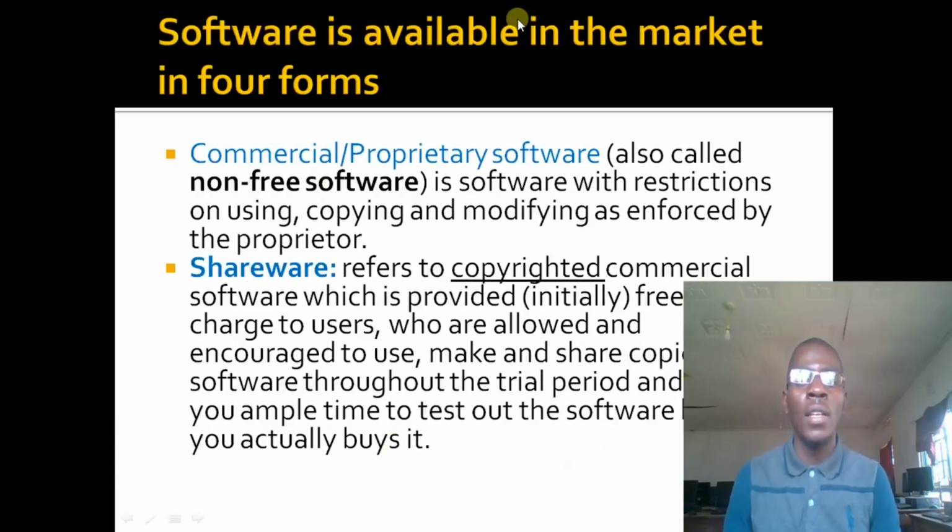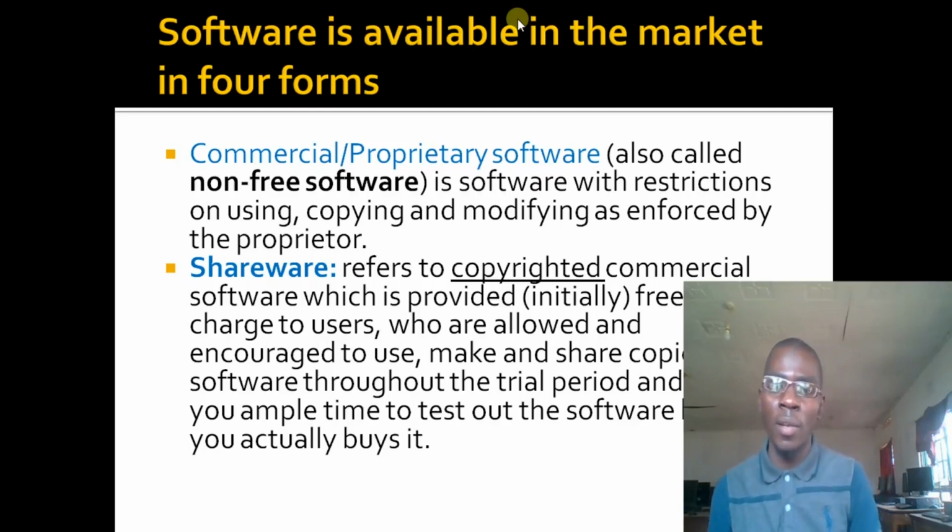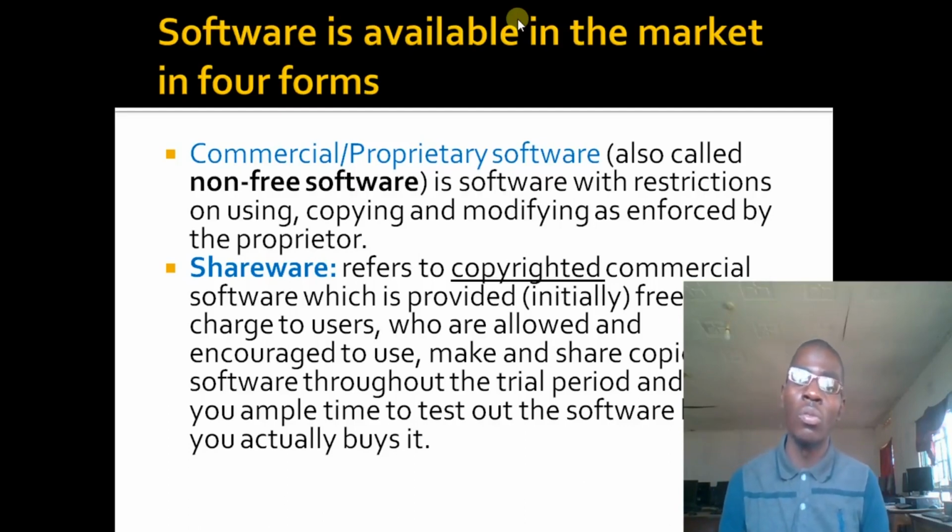Then there are different forms of software in the market, and ways you can access them. One, we have commercial or proprietary software. These are types of software that you cannot find on the internet for free. In order to use them, you must have paid for them. You must have the license to use them.